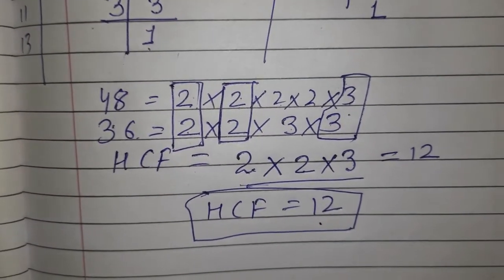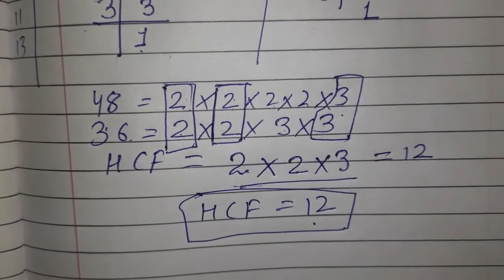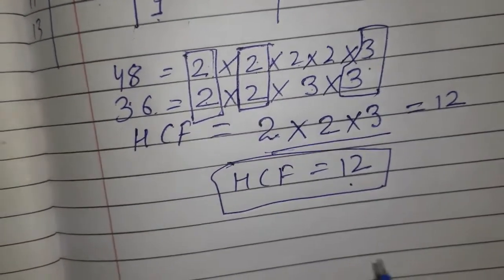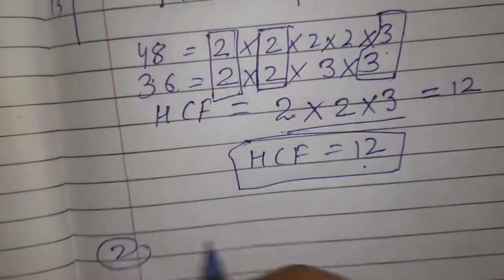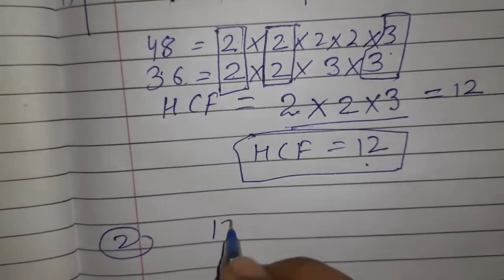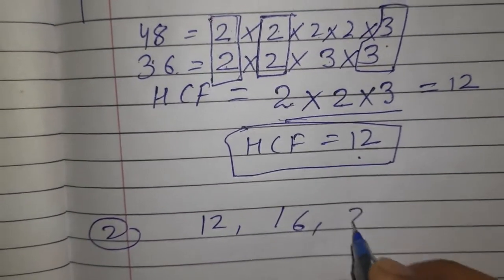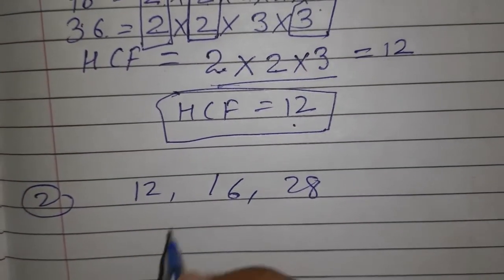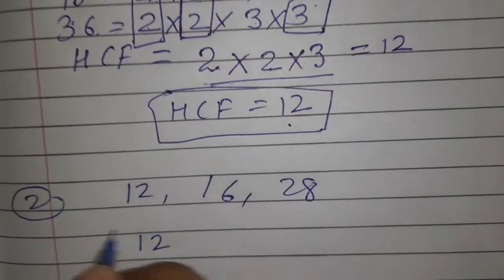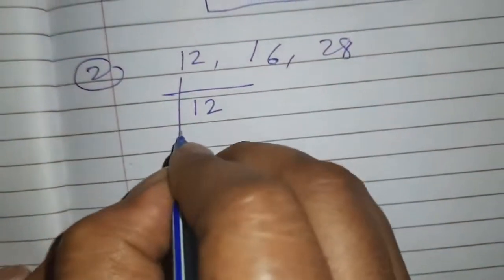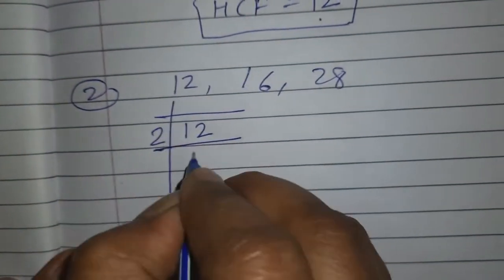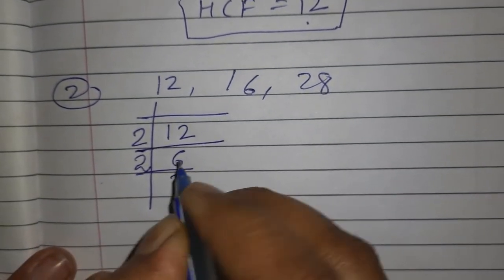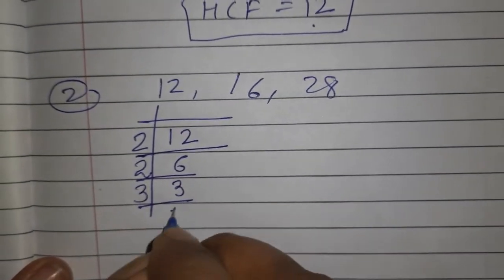Okay. Now you can find the HCF of any 3 numbers also with the same process. Okay, 3 numbers. Suppose I am giving a second example. Find the HCF of 12, 16 and 28. 3 numbers. Same way, do the prime factorization of each number. 12. Okay, it is divisible by 2. 2 6s are 12. Then 2 3s are 6. Then 3 1s are 3.